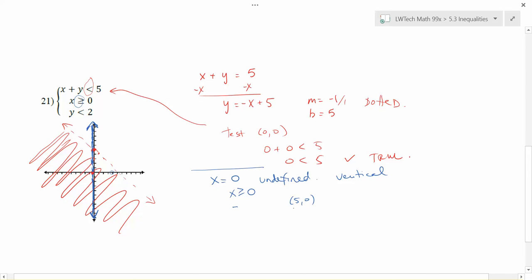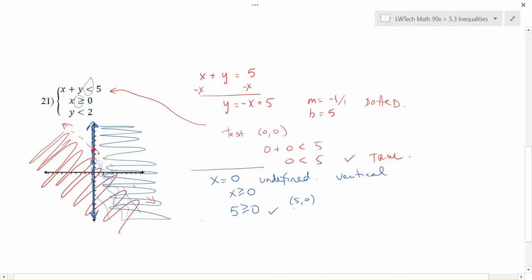Well, in my inequality up here, I only have an x, so I put that in. 5 is greater than or equal to 0 is true, so that means I want to shade the side with 5, 0. So in blue, everything gets shaded over here on the right. Okay, so far, as I look through here, I have going up this solid line and down this dotted line a region of the graph that's in an overlap situation. Kind of that weird downward triangle picture.